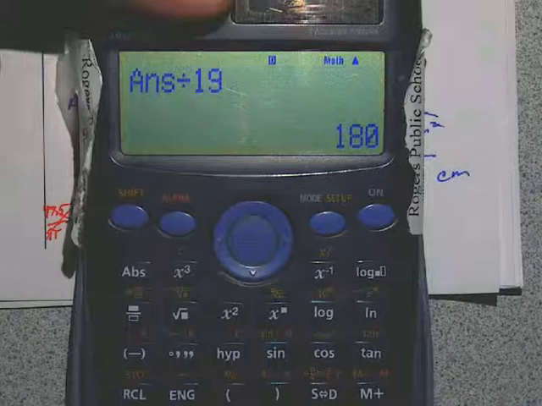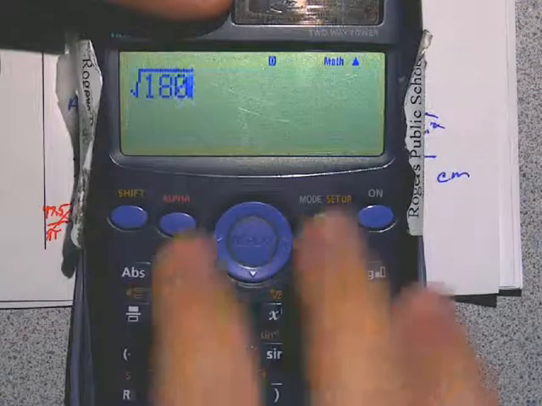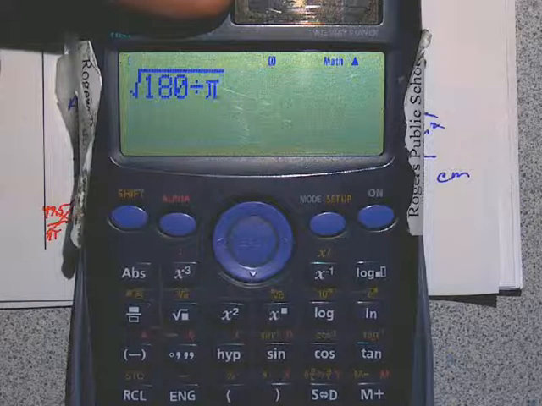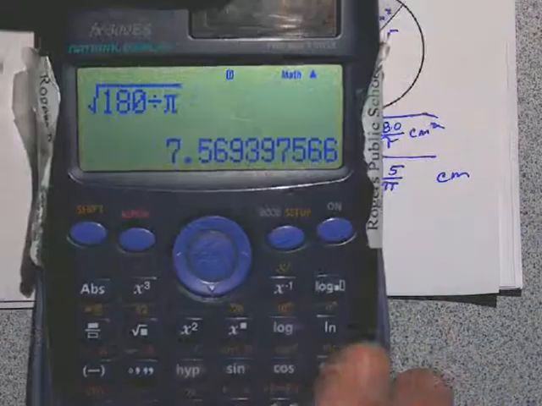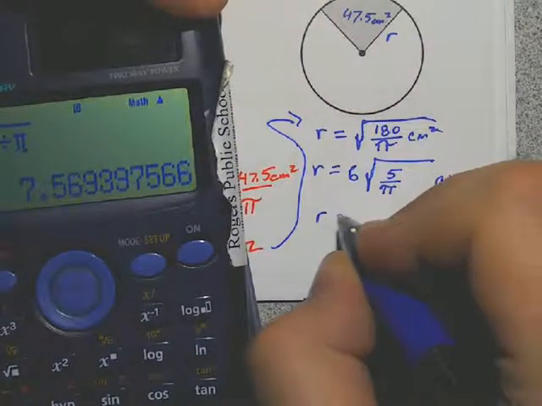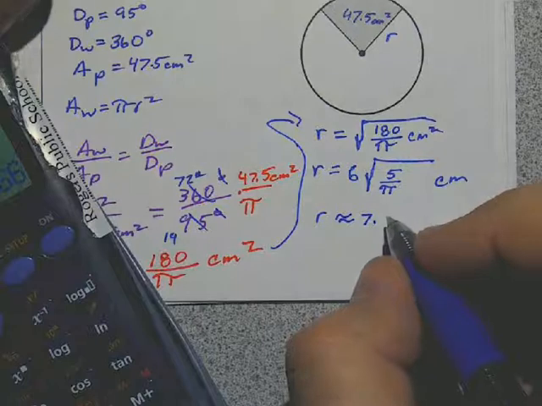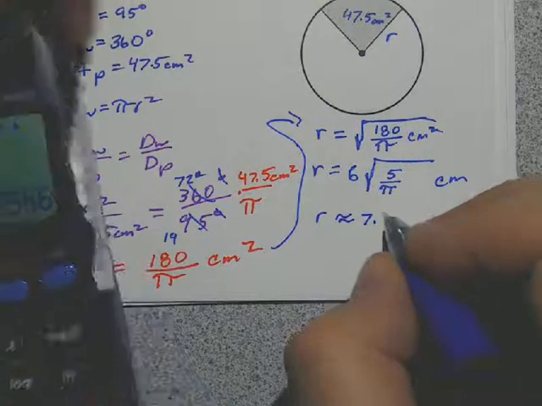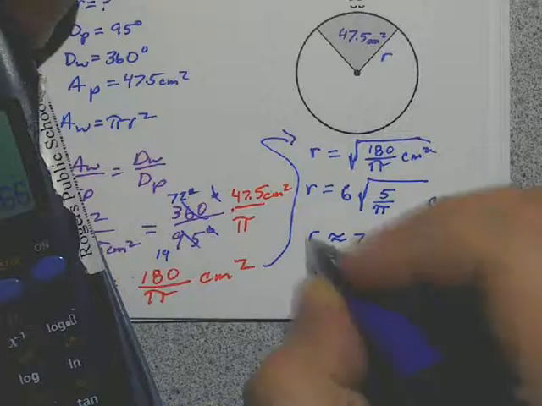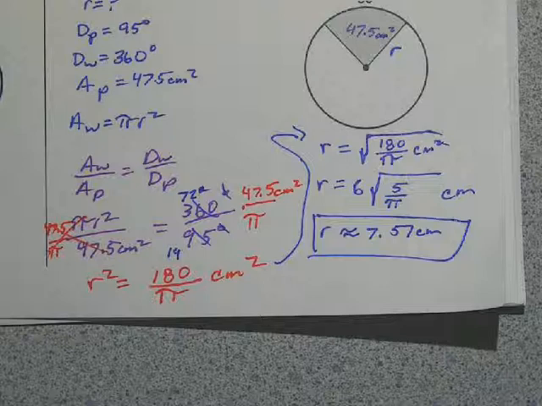And if I do that on here, I'm going to get square root of 180 divided by shift pi equals 7.56. And we'll call that centimeters. Okay, that's the end of that page.